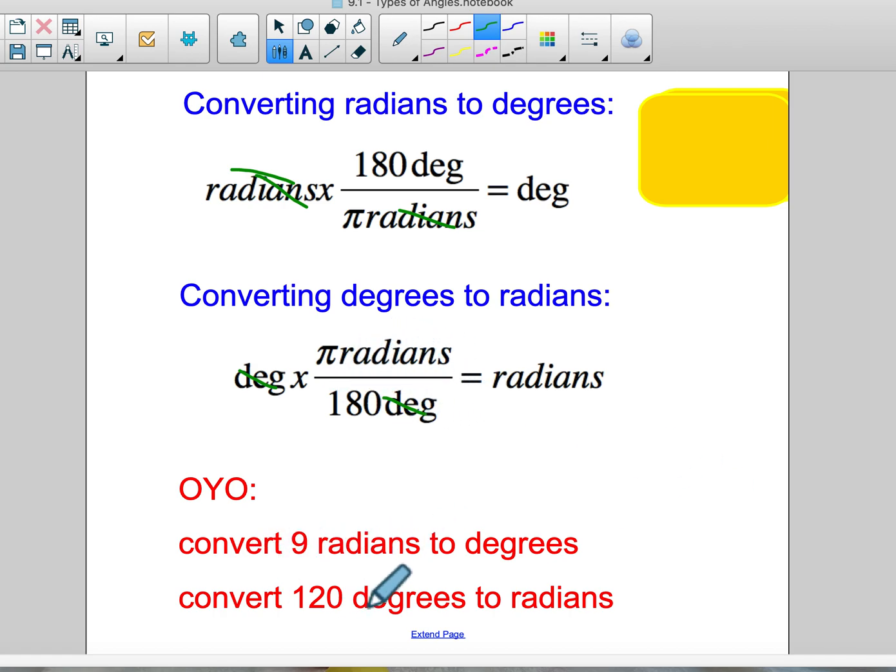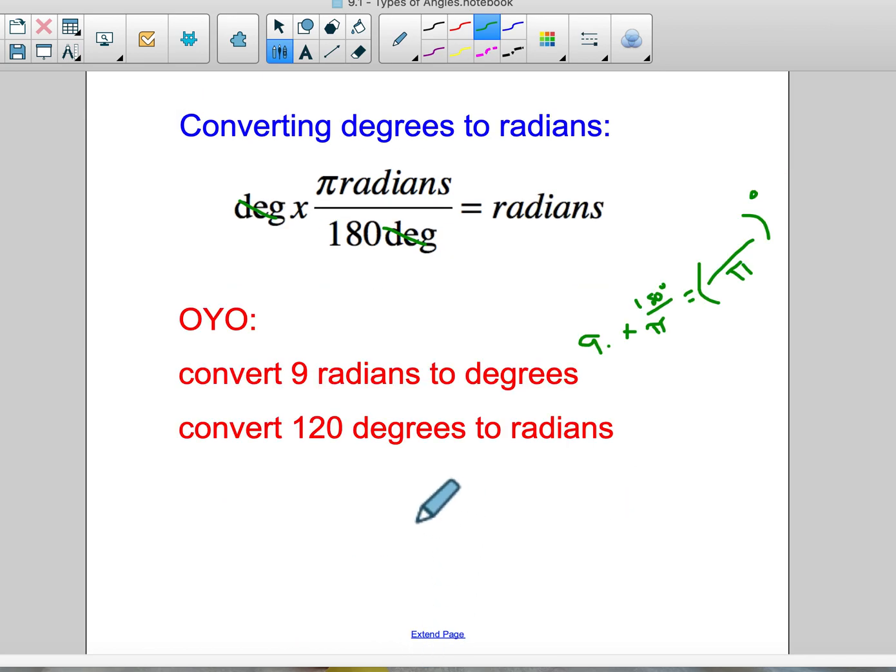That's it. So if you want to convert 9 radians to degrees, you can do that. If you want to convert 120 degrees to radians, you could do that. Basically, with the first one, you'd have 9 radians, and you would multiply it by 180 degrees over pi radians. And the radians would cancel, and you'd end up with 9 times 180, divided by pi. And I usually put it in parentheses with a degrees symbol so that the degrees goes to the whole thing.